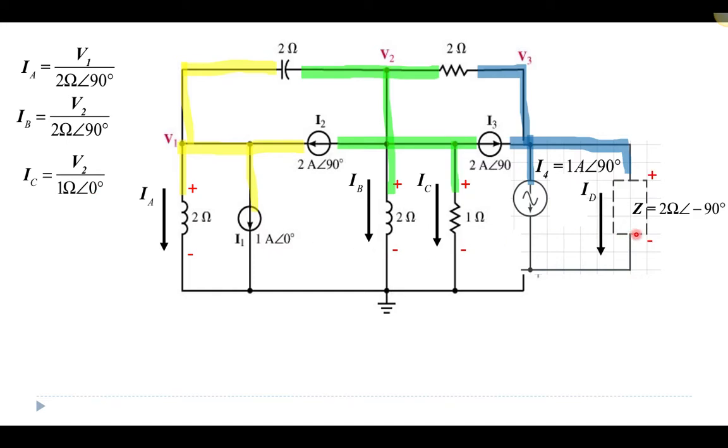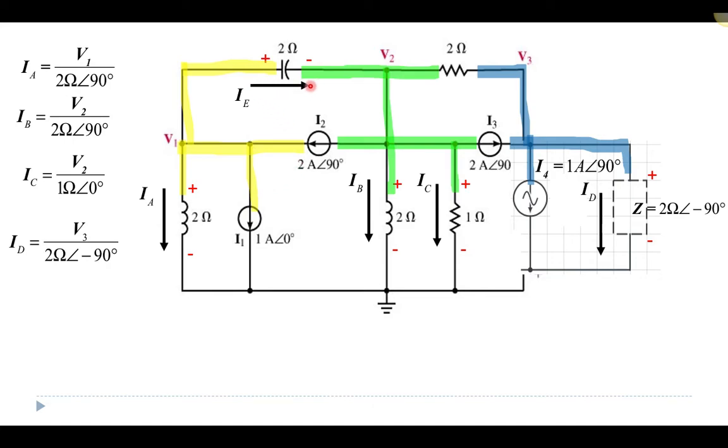I make my way over to my equivalent parallel impedance, and it has a value of 2 ohms with a phase angle of minus 90 because it was a capacitor. And so that current is going to be, the voltage on one side is connected to V3, and on the other side it's connected to the ground. So this is going to be V3 over the impedance of 2 ohms, phase angle of minus 90.